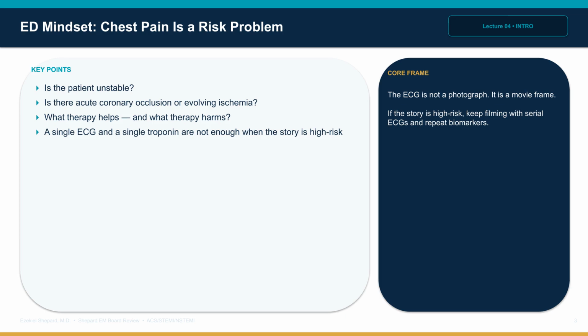The emergency medicine mindset is that chest pain is a risk problem. The first question is whether the patient is unstable. The second question is whether there is acute coronary occlusion now or evolving ischemia. The third question is what therapy helps and what therapy harms. A single ECG and a single troponin are not enough when the story is concerning. The ECG is not a photograph, it is a movie frame. If the clinical story is high risk, keep filming with serial ECGs and repeat biomarkers.